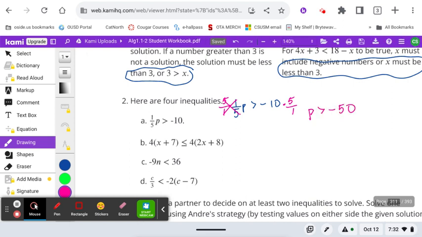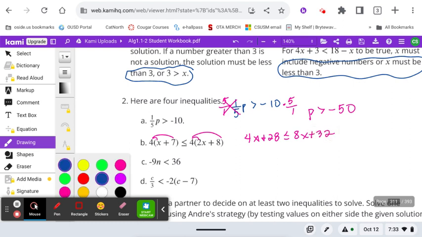Next one, distribute on both sides. And this is really where that last example will come in. Working with your table partner, which way do you see it first? Are you wanting to move the x's like Priya, or are you wanting to move the numbers like Andre? Now I'm going to move the constant.